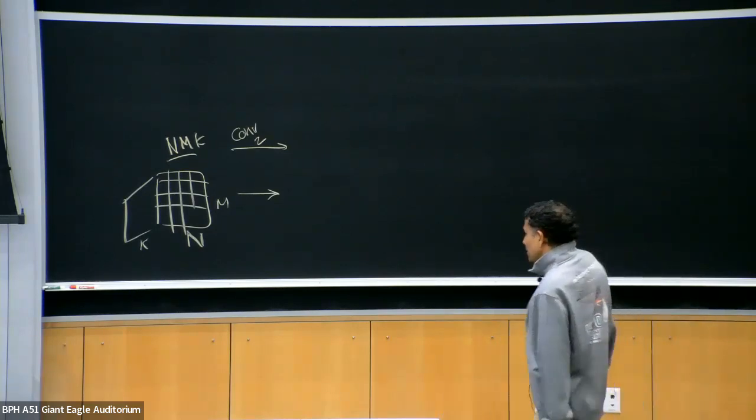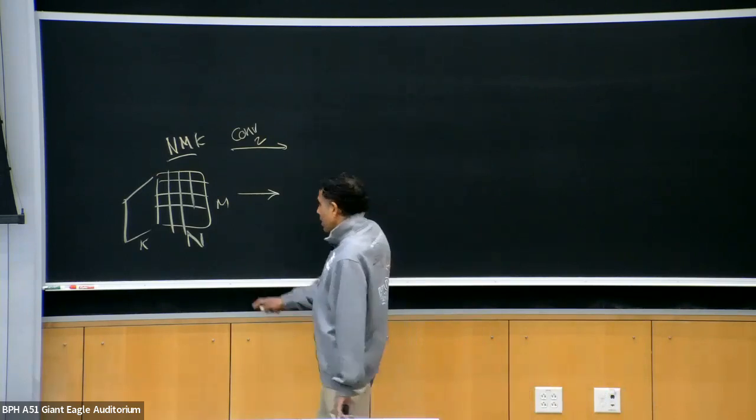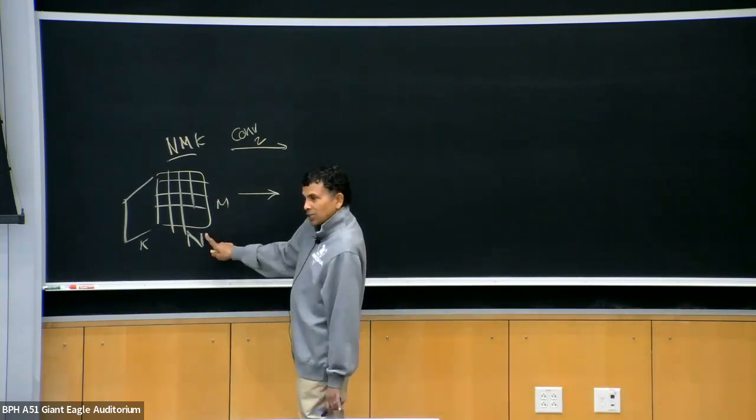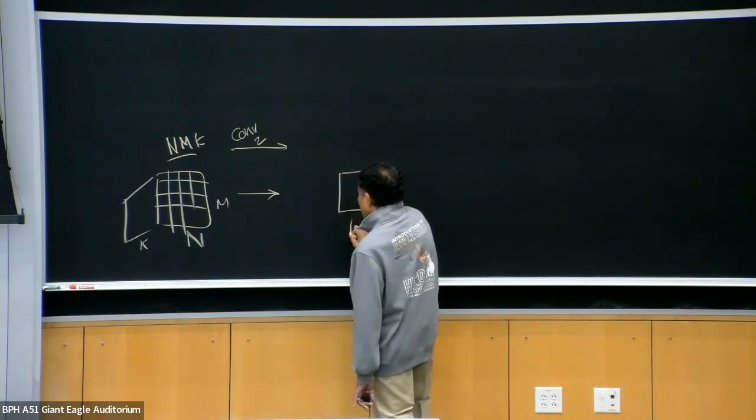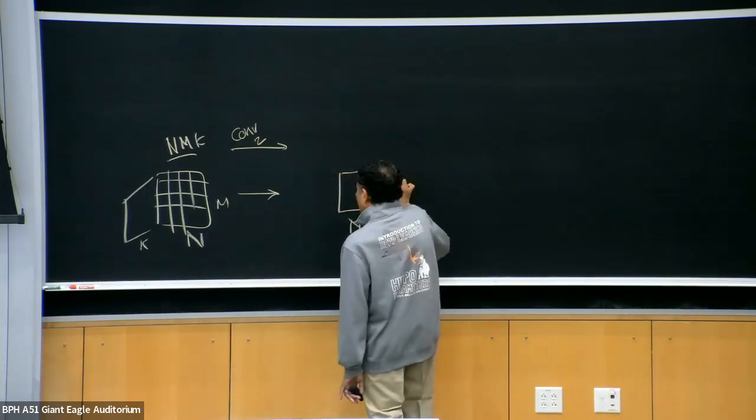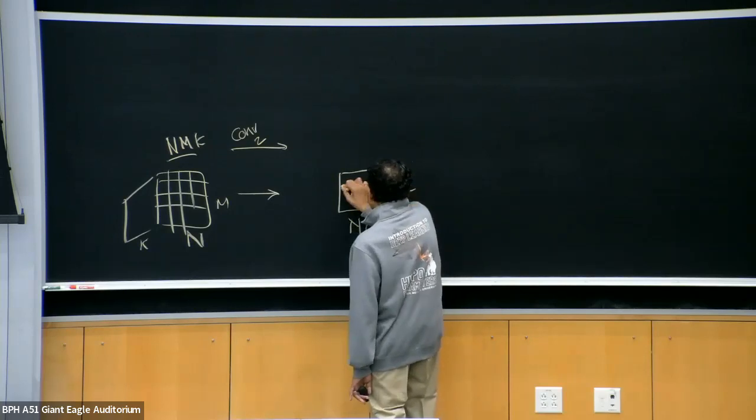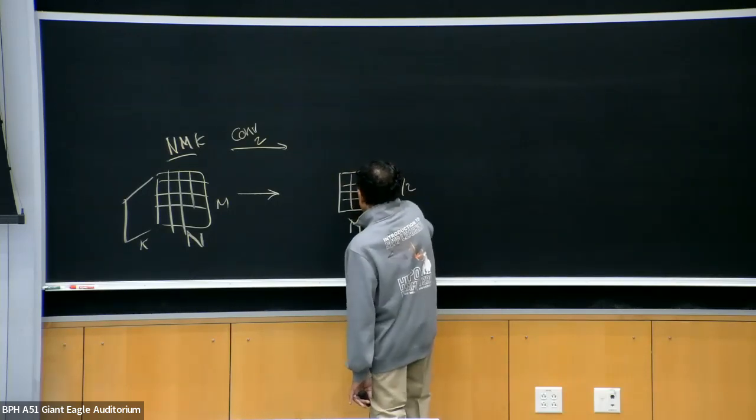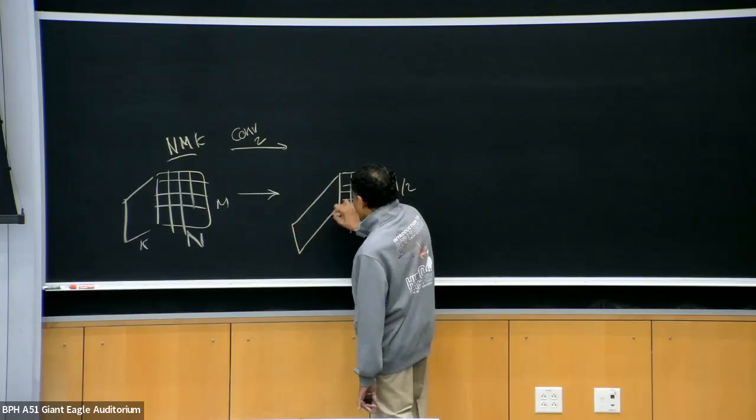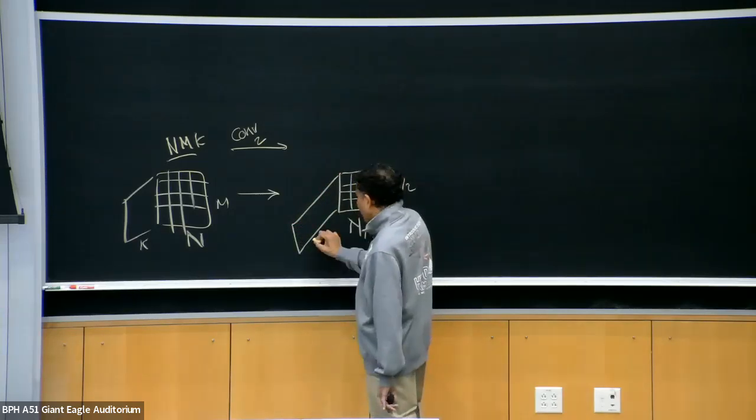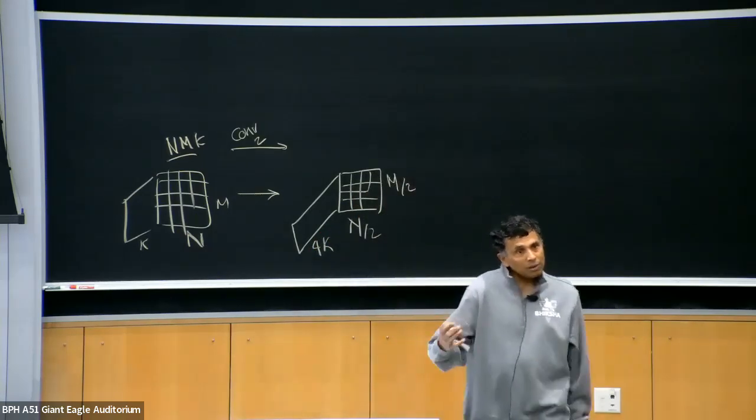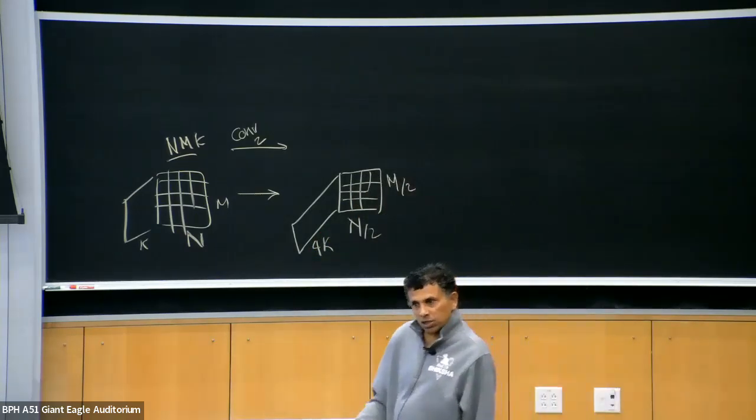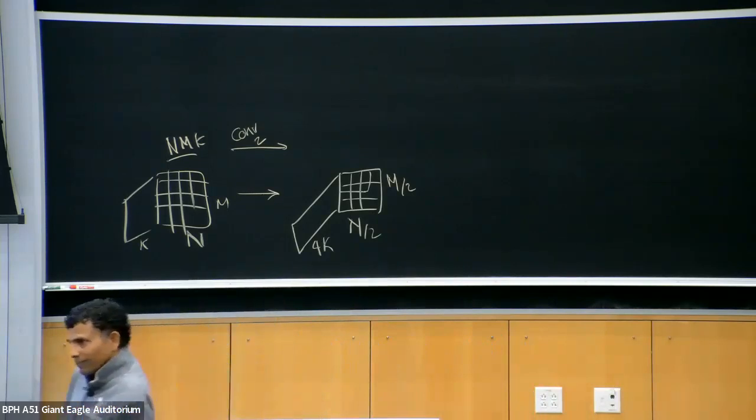2 times 2. If I take a stride of 2, this is going to become n over 2 by m over 2, correct? So how many channels must I have? 4k, right? Otherwise you're going to lose information, correct? Makes sense to everybody? Right.